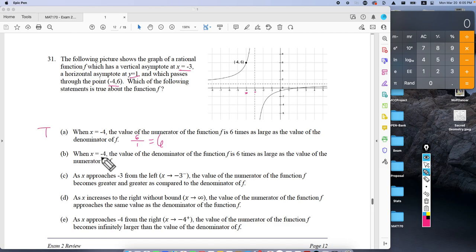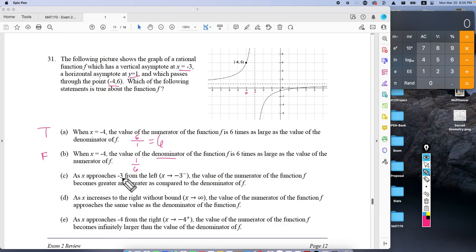This is a similar question. When x is -4, the value of the denominator of the function is 6 times as large. That means that when x was -4, we would end up with something like 1 over 6 or 2 over 12. But that's not the case. We've got y equals 6, so this is false.